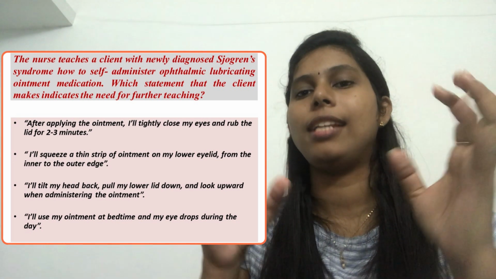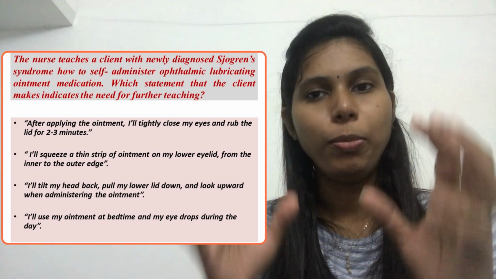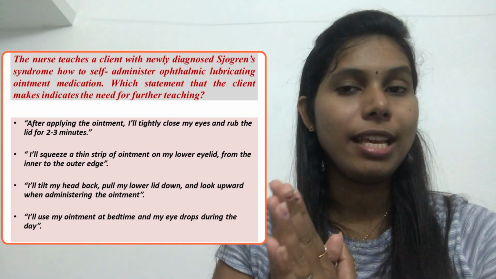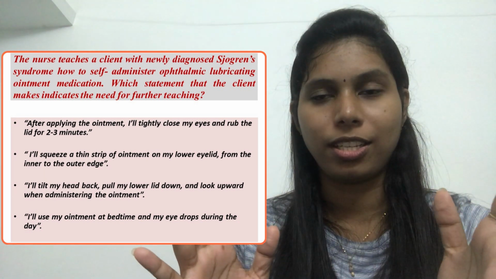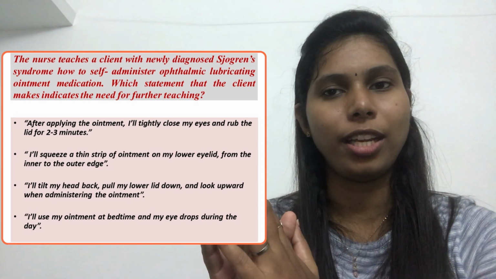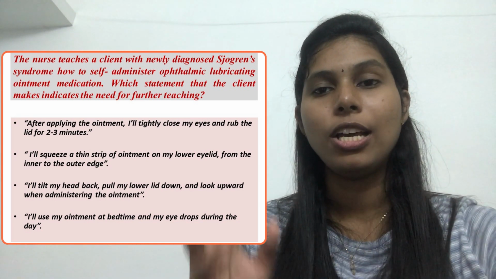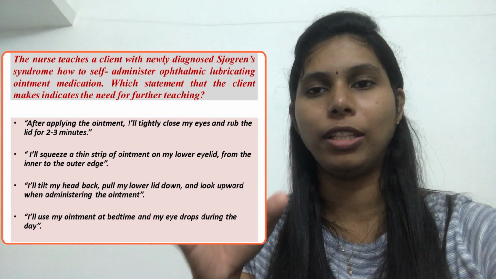So here the correct answer is option 1. I hope you understand why option 1 is the correct answer and why the other options are incorrect, because those are the correct statements, the correct steps of this procedure, and the first option is the only wrong step or wrong method of administration of eye drops.